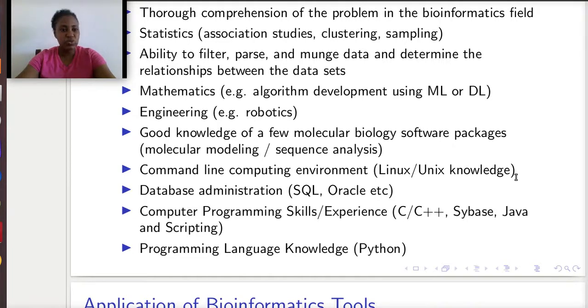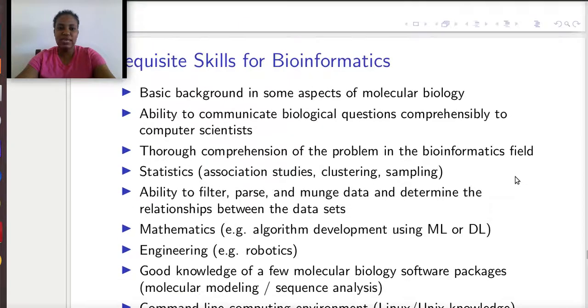Database work, that's where the data is stored. SQL and Oracle are mainly relational databases. Now with the growth of data, you need NoSQL databases. How do you deal with that? Computer programming skills and programming knowledge in Python. Now, you can really see from those skills required for bioinformatics that the biological skills are quite few. You only just need to have a background in some aspects.